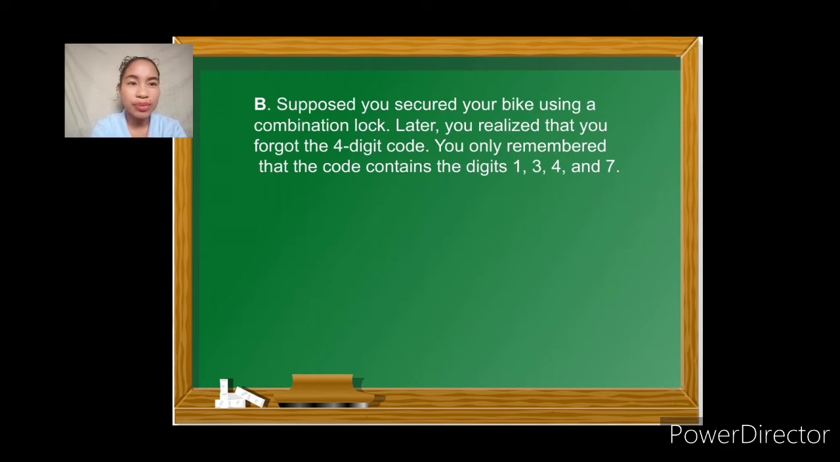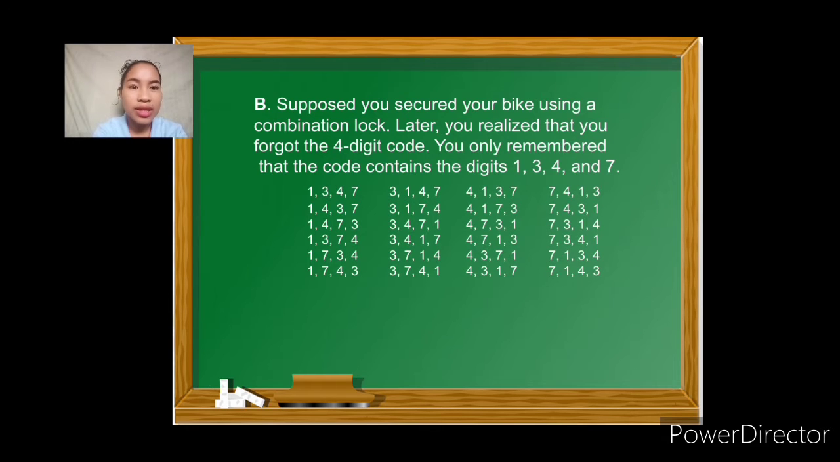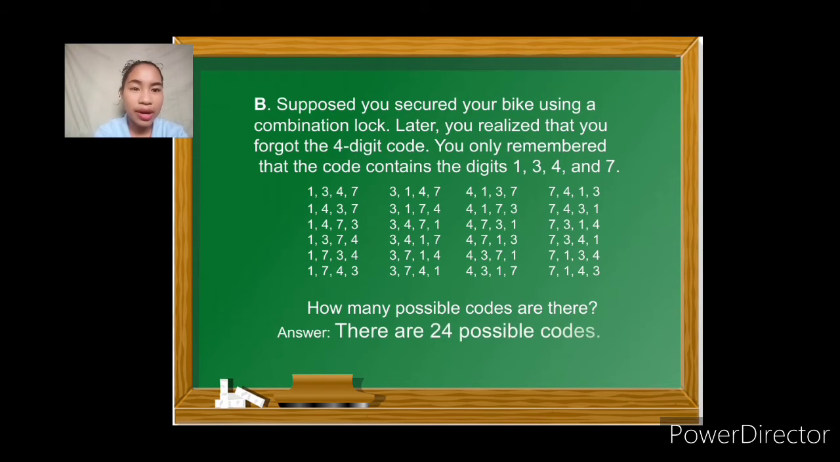Suppose you secured your bike using a combination lock. Later, you realize that you forgot the 4-digit code. You only remember that the code contains the digits 1, 3, 4, and 7. So let us list all the possible arrangements. Okay, so how many possible arrangements are there? Or how many possible codes are there? So there are 24 possible codes.